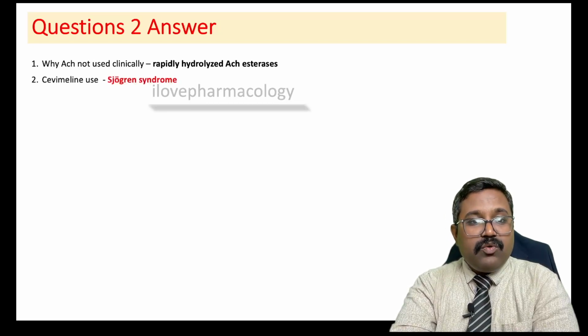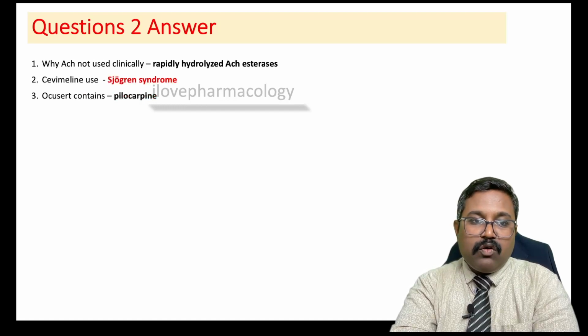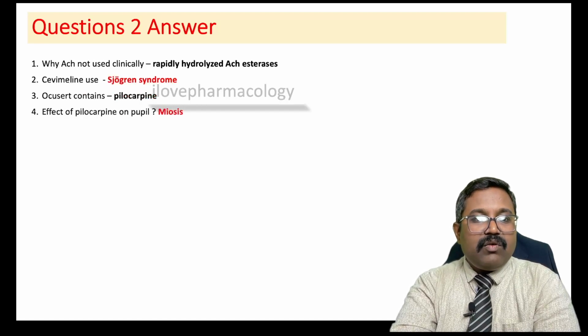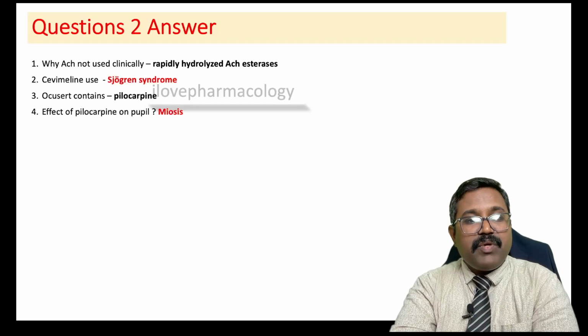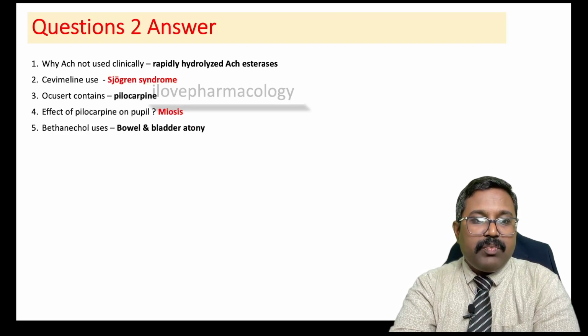Cevimeline is used where? In Sjogren syndrome. It is a congener or derivative of pilocarpine which is longer acting, and Accusert contains pilocarpine, which is mainly used in the treatment of glaucoma for 7 days. What is the effect of pilocarpine on the pupil? It causes miosis, that is the constriction of the pupil.